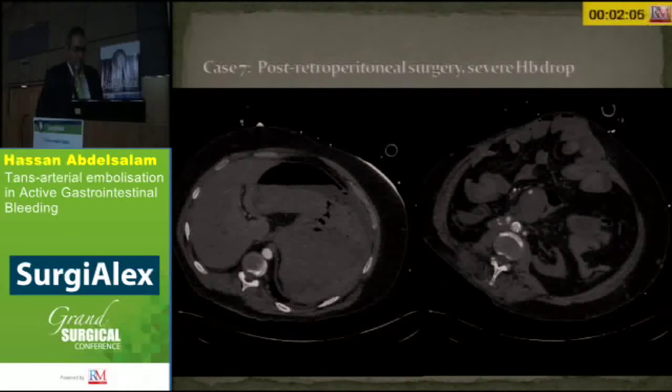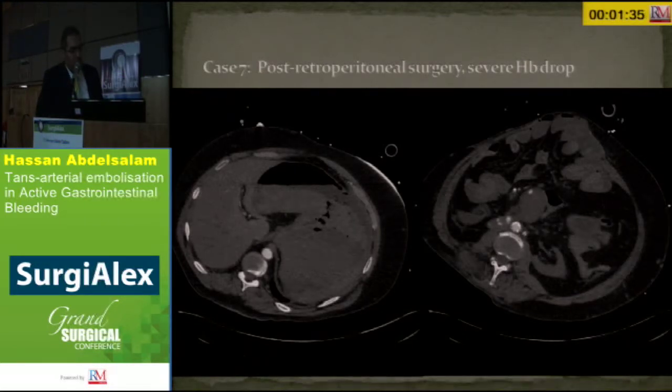This is my last case. It's a bit of an interesting case. Patient went for a retroperitoneal operation. I don't know the exact history of the procedure, but there was a retroperitoneal surgery, and then the patient dropped his hemoglobin massively and was hypotensive, and you can see on CT scan large amounts of blood within the stomach and bowel.